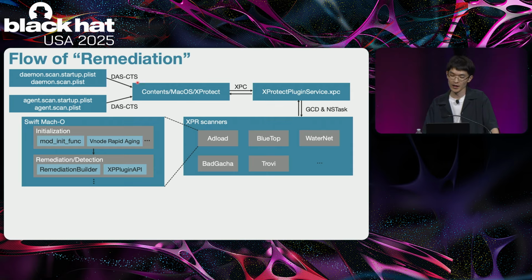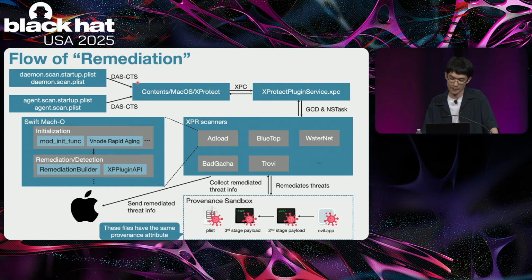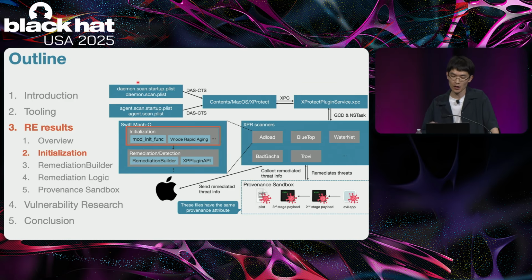While remediating threats, the scanner also collects provenance attributes of files. This allows them to identify where each remediated file originally came from. And finally, remediated threat information is reported back to Apple. OK, then let's talk about how each XPR scanner is initialized.